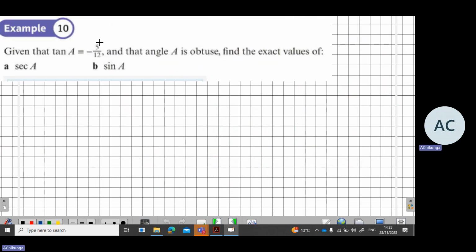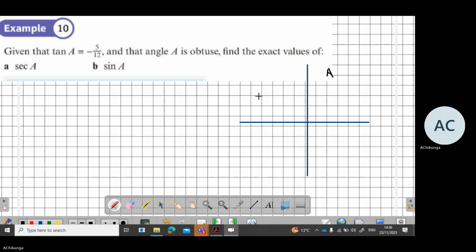Now, these questions are very, very tricky. Not tricky, but they need you to pay attention. So I'm going to solve this question using the most important tool in trigonometry, which is the CAST diagram. So what I understand is: All Students Take Coffee. Sine is positive between 90 and 180.